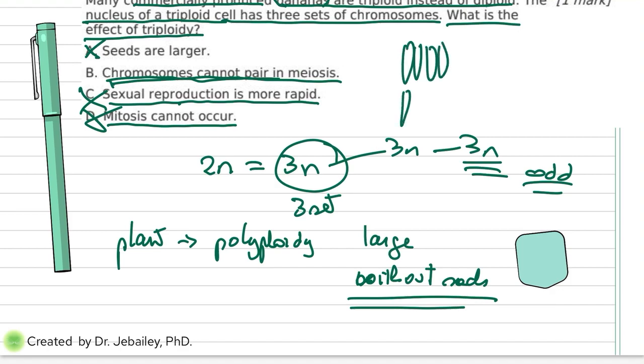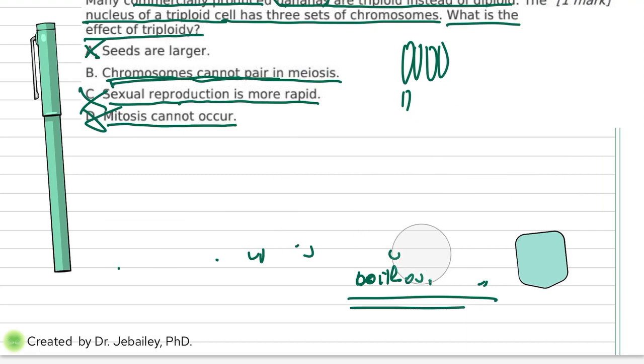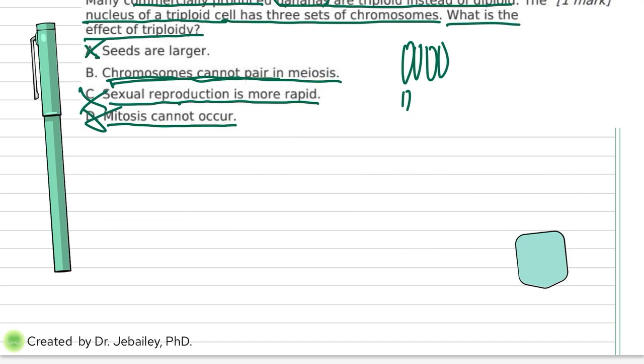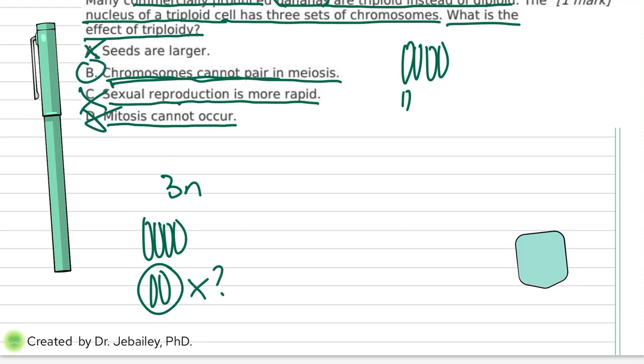So if you get, let me do this here. Let's say if you only have 3N, right? So the first chromosome will work with the second one, but what about the third? He's like stuck. He cannot pair. It's empty. It's not there. So the right answer is B. So remember, anything that is odd cannot reproduce because it has to be even.